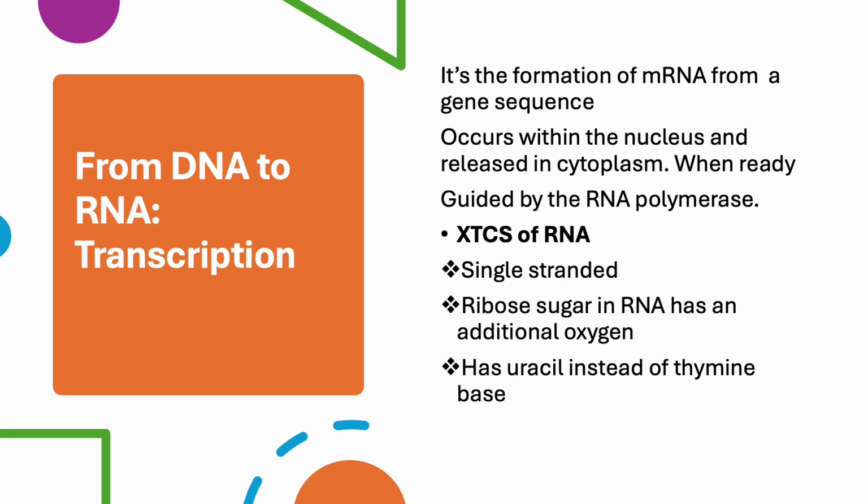So the first one we said is transcription. It's the formation of mRNA from a gene sequence, occurs within the nucleus and is released to the cytoplasm. It is guided by RNA polymerase and has different stages. The characteristics of RNA: it is single-stranded, unlike DNA, which is double. The ribose sugar in RNA has an additional oxygen. That is important to know. It also has uracil instead of thymine.